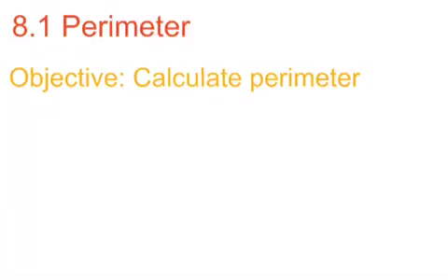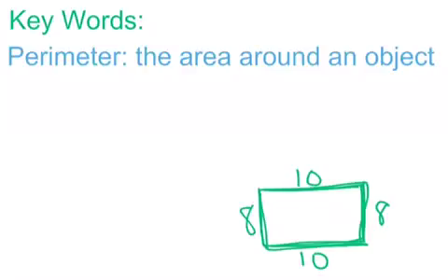Okay, so today's episode is on perimeter, and in this lesson you're going to learn how to calculate the perimeter. For this lesson, the keyword is perimeter, which means the area around the object.